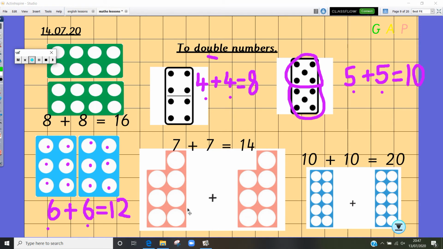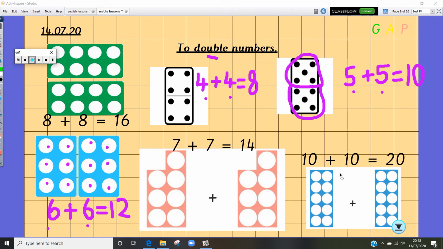The next one here, the pink one, we have got an odd number actually, because 7 is an odd number. And we know it's an odd number piece of Numicon because there is a section missing at the top here that would make it even. So I'm doing 7 add 7, and my answer is 14. So well done, and to double check it, you can count the dots.